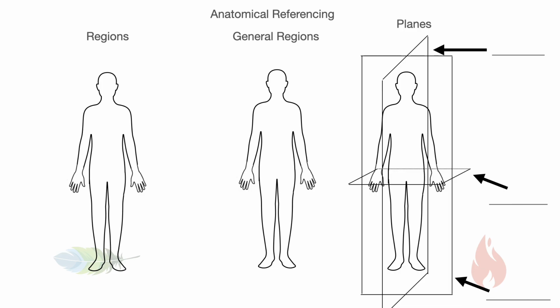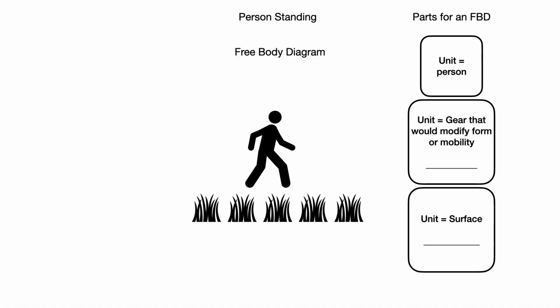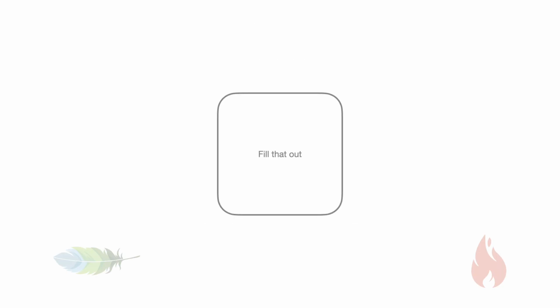And then you can do a free body diagram, as engineers call it, but basically this one's for a person standing, and you use a person, and then you could do running shoes there, something like that, and then describe the surface that they're running on, and just start with that kind of thing.